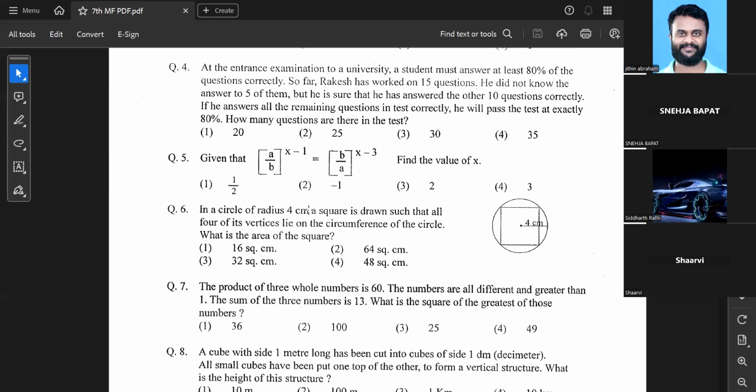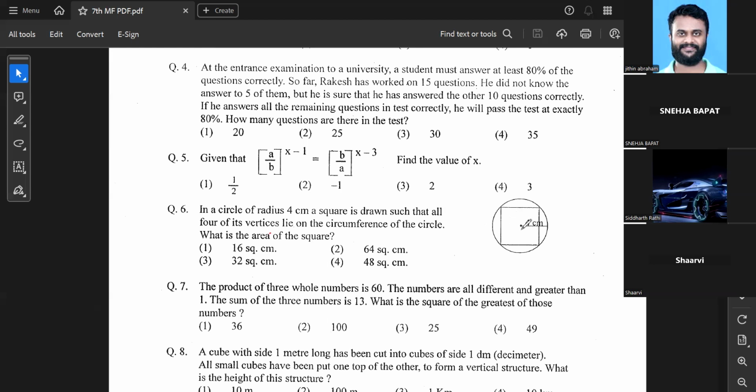In a circle of radius 4 centimeters, a square is drawn. I think this is also done in class. Yeah, I think this was not the same question but a similar question we have done. I think this was given as homework. Maybe, I don't know why I feel so. But anyway, I'll just give a hint how to solve this.